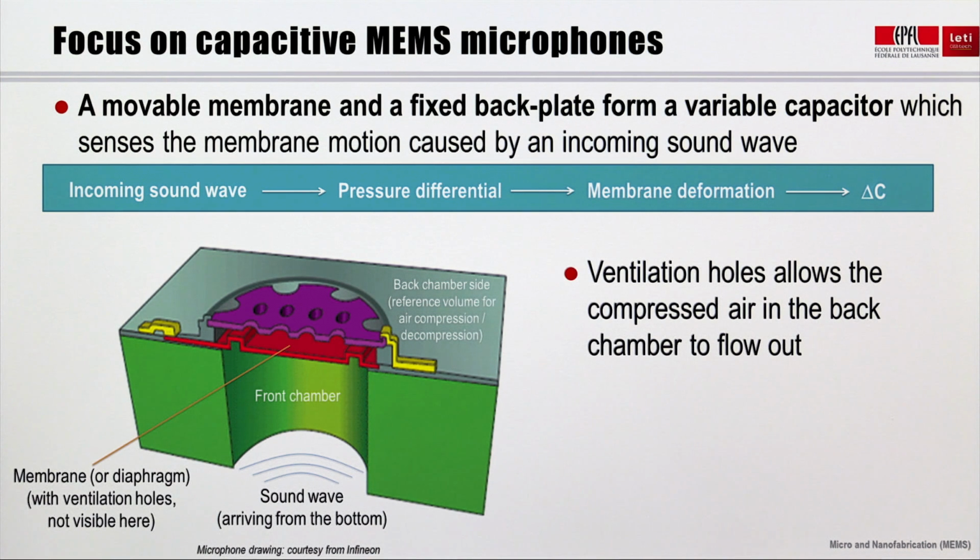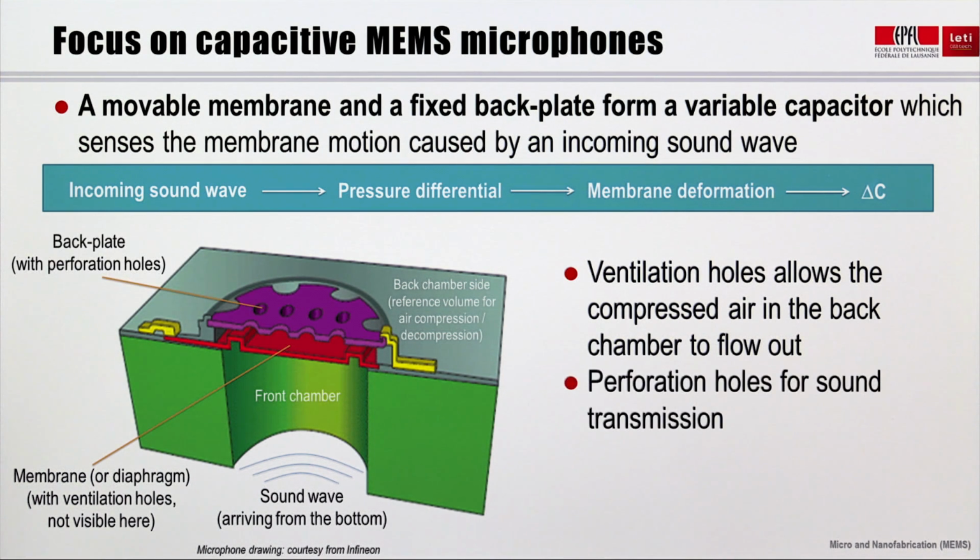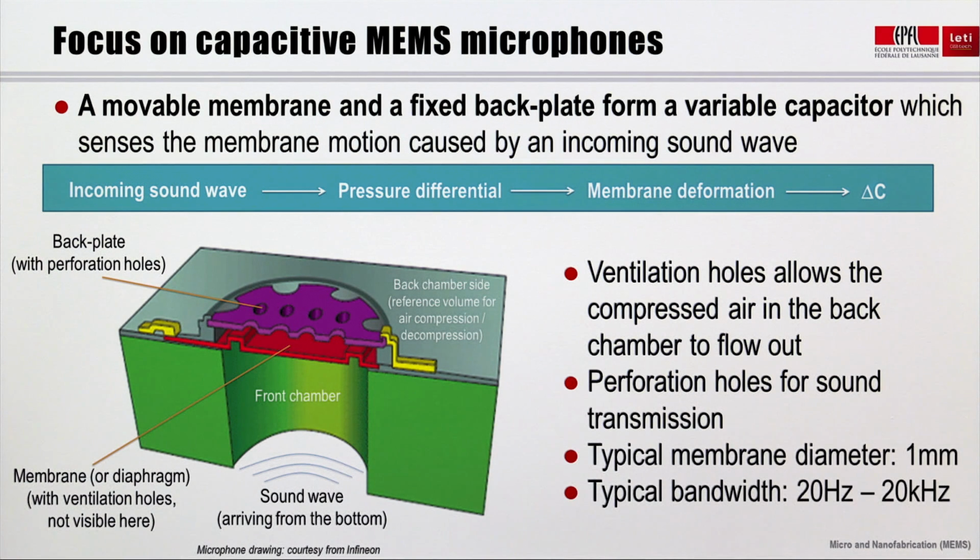The membrane contains ventilation holes, not depicted here, to allow the compressed air of the back chamber to flow out. The backplate contains perforation holes, basically to transmit the sound to the back chamber. The membrane diameter is typically in the order of 1 mm. Regarding the microphone bandwidth, it has to cover the human ear bandwidth, so from 20 Hz up to 20 kHz.